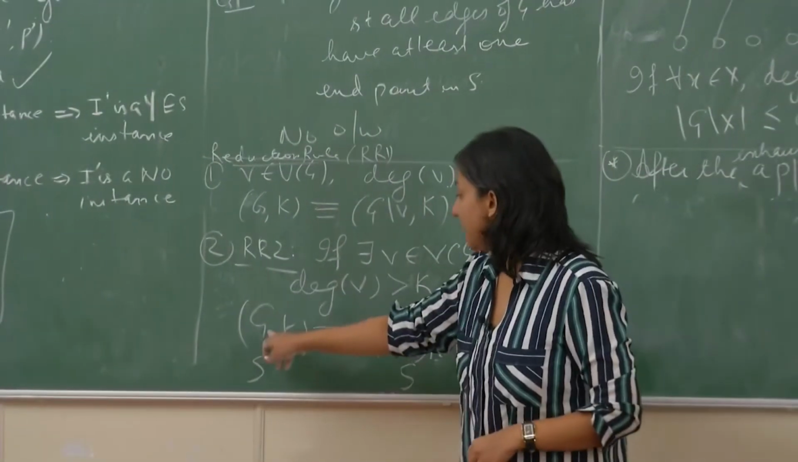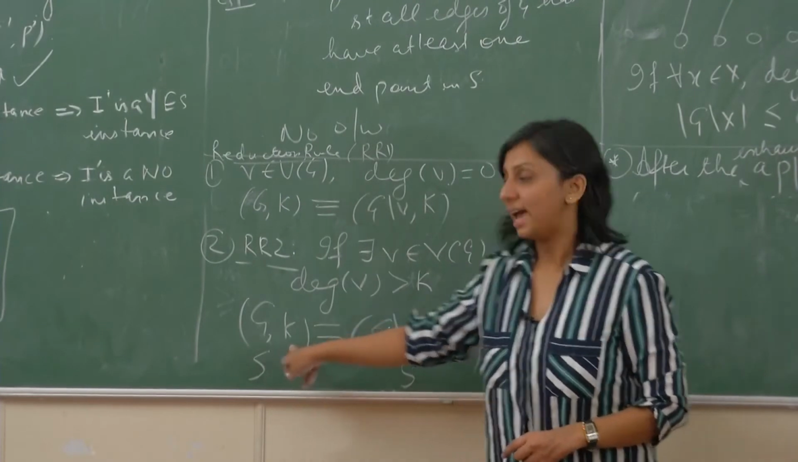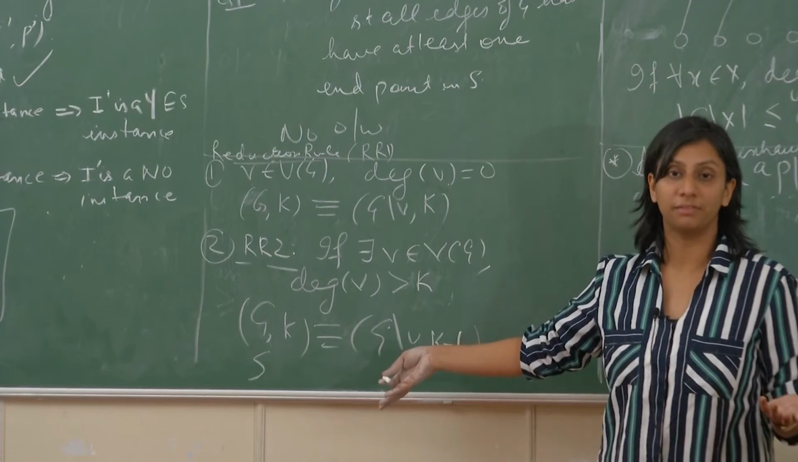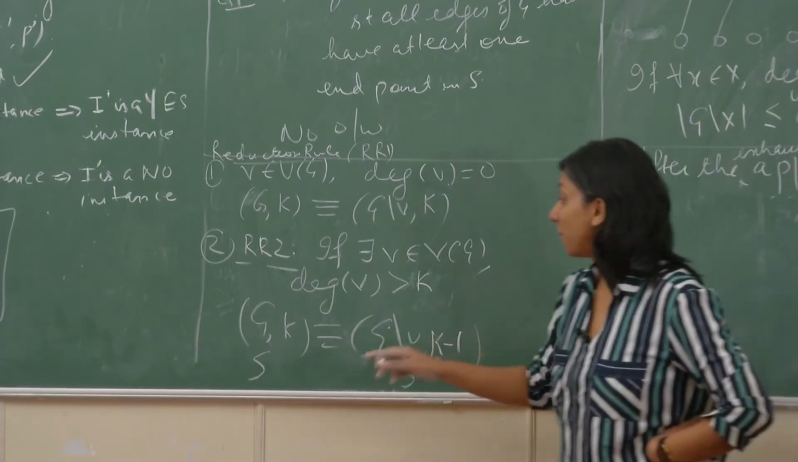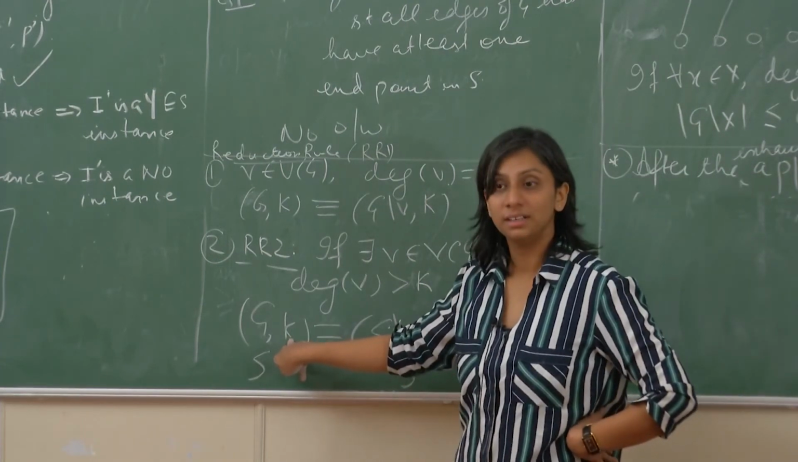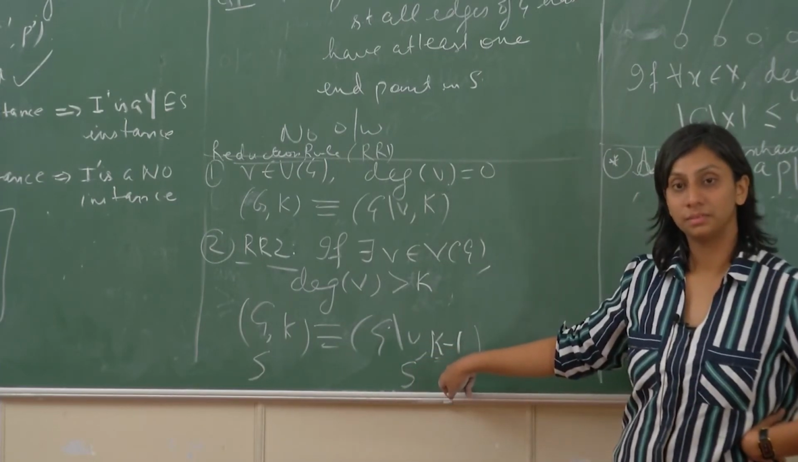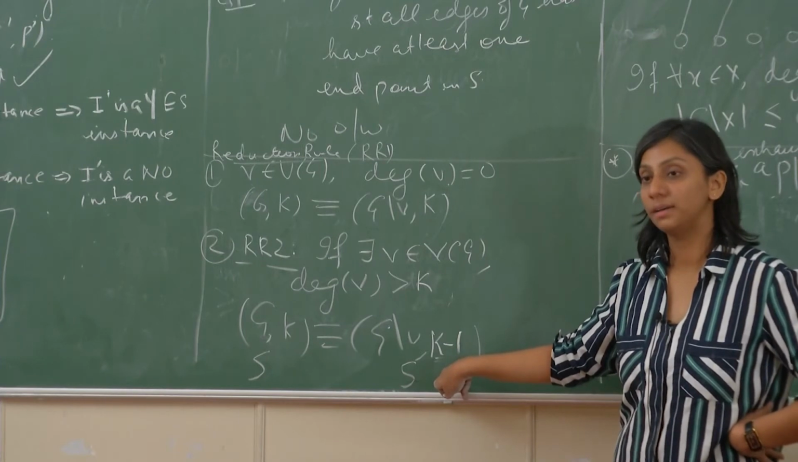So, if S is a vertex cover here, S is definitely a vertex cover in G minus V, because G minus V is nothing but a subgraph of G, right? But the problem is S was a K size vertex cover here, and you have to give me a K minus 1 size vertex cover here, right? So how will you do that?